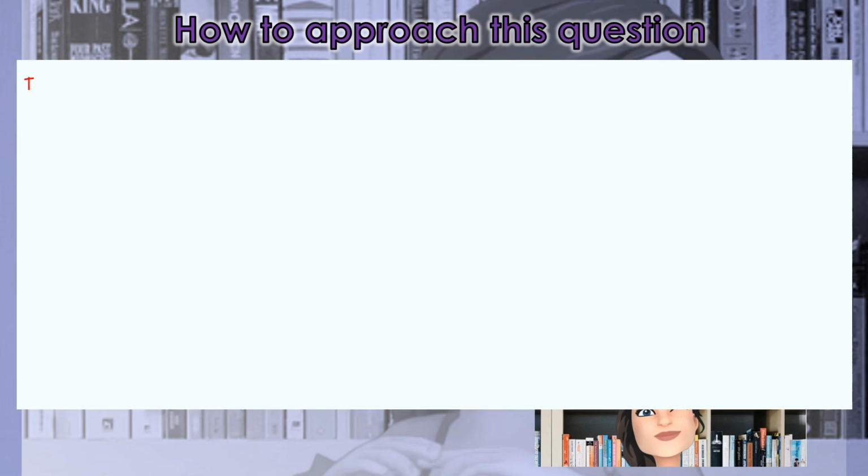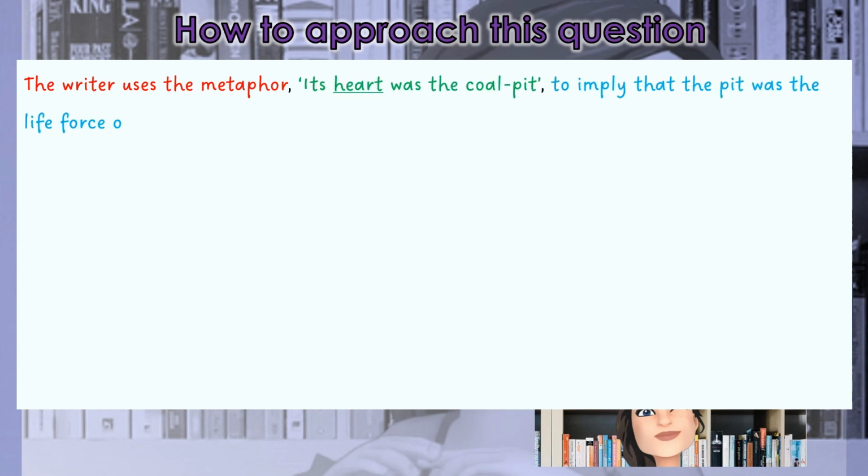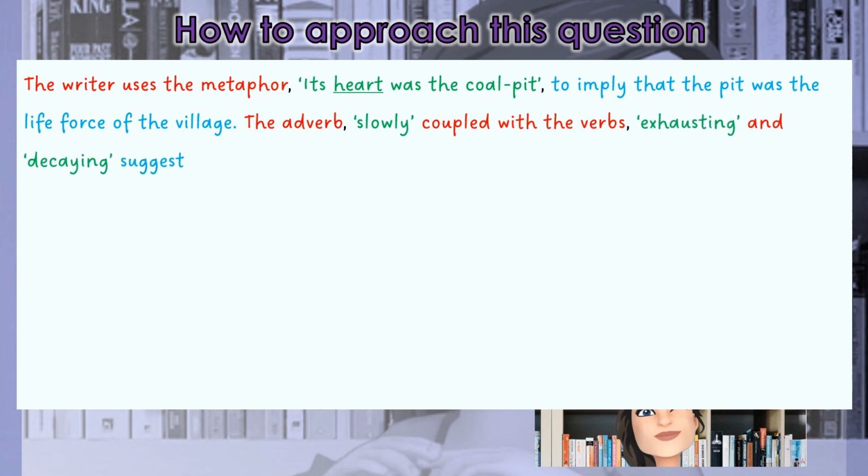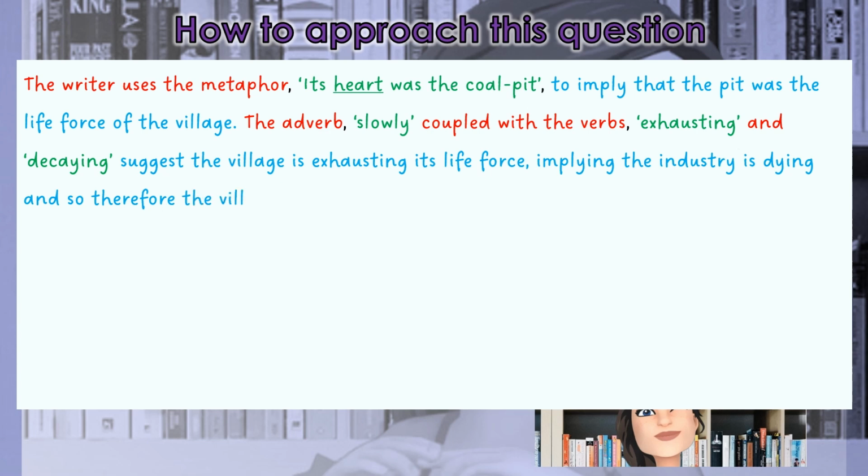Okay, the writer uses the metaphor its heart was the coal pit to imply that the pit was the life force of the village. The adverb slowly, coupled with the verbs exhausting and decaying, suggests the village is exhausting its life force, implying the industry is dying and so therefore the village is too.